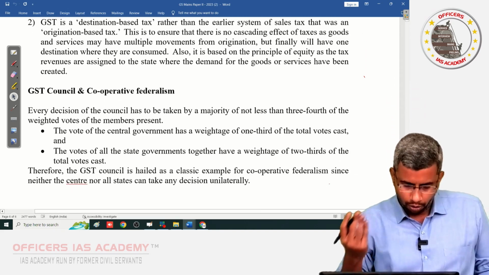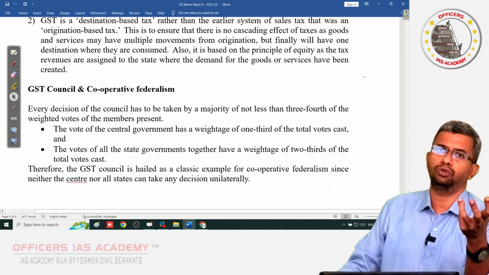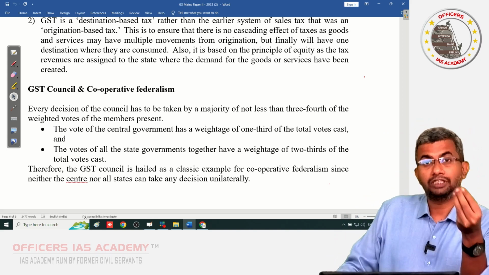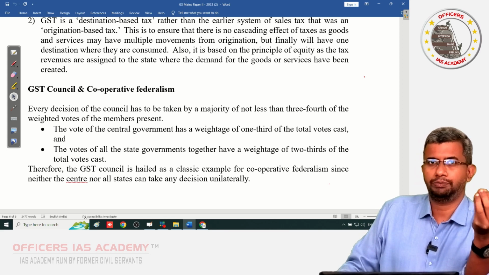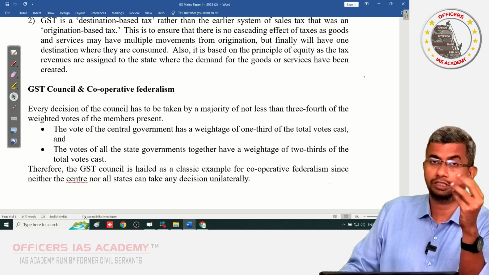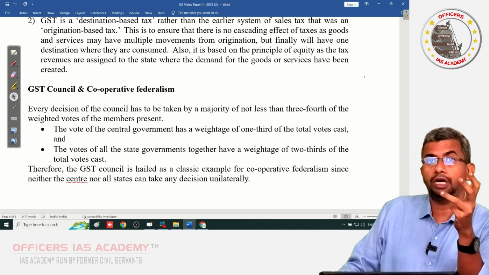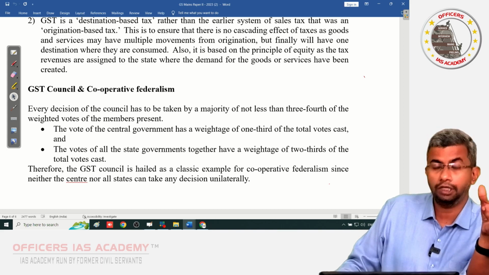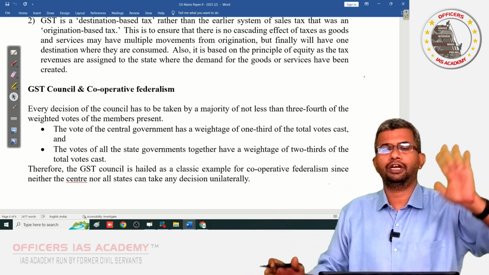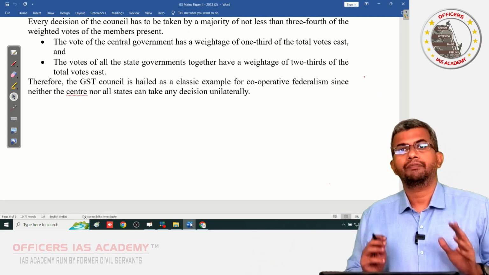And how it is for cooperative federalism, because the weightage of votes is one-third for the Centre, two-thirds for all the states, but the majority required is minimum three-fourths, which means the Centre on its own, without the support of close to a majority of the states, cannot unilaterally do anything. All the states together also cannot unilaterally do something without the support of the Centre, because they all put together have only two-thirds, whereas the majority required is three-fourths, right? So that is the discussion.